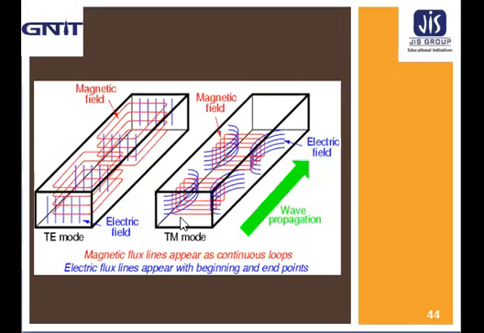Now this figure shows the TM mode, that is transverse magnetic mode. Here the electric flux lines appear with beginning and end points. The blue lines are the electric field and the red part is the magnetic field.